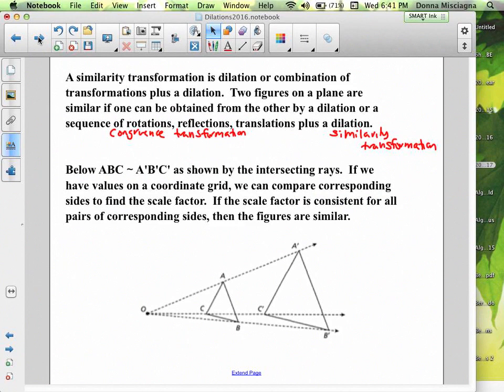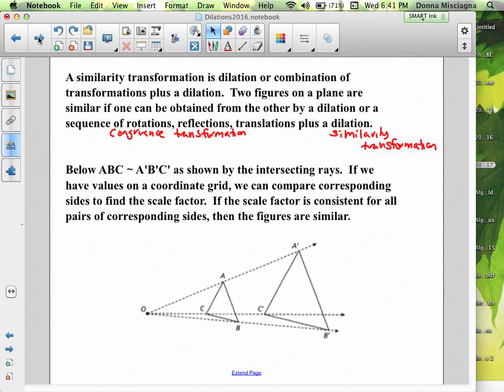So we can have a congruence transformation along with our dilation, and that would still be a similarity transformation, so long as we have a dilation. Because the rotation, reflection, translation isn't going to change the size at all. But if we perform a dilation, then we are going to change the size, but not the shape. So we'll have similar figures instead of congruent figures.